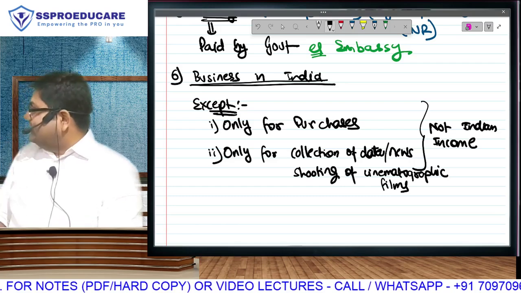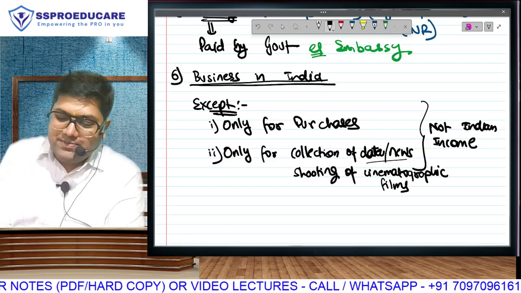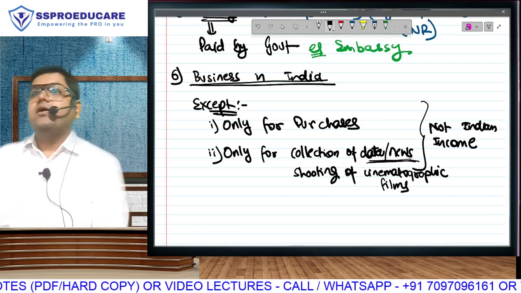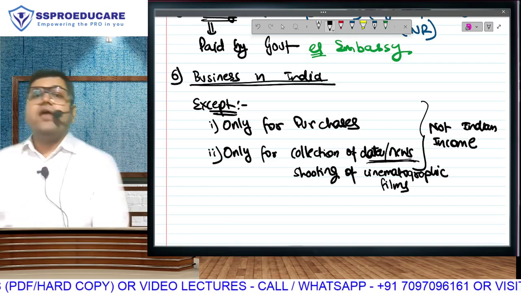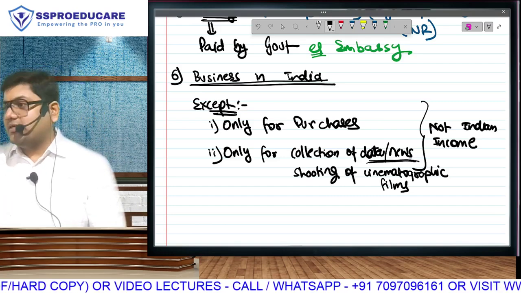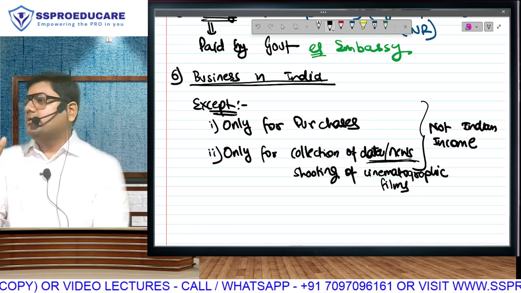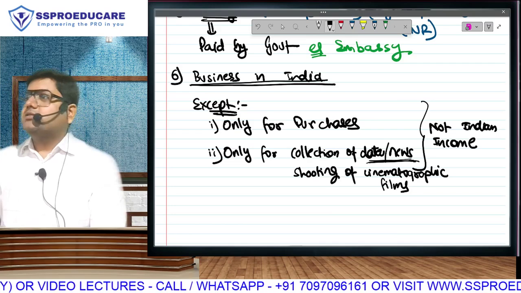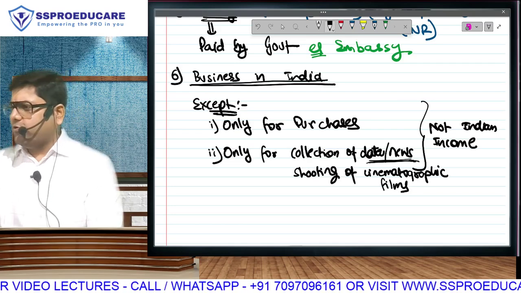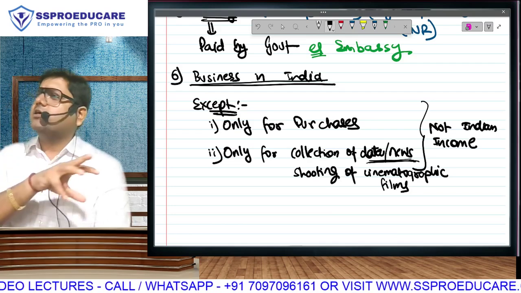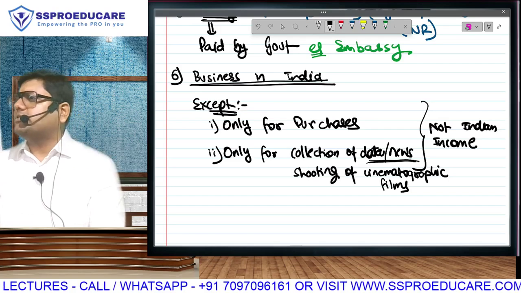Two different cases. Let's discuss them one by one. Let's talk about coming to India for the purpose of collection of data or news. Whenever any global event takes place in India, something as simple as the G20 summit, or just before COVID, one month before COVID, there was a grand event in India called Namaste Trump.